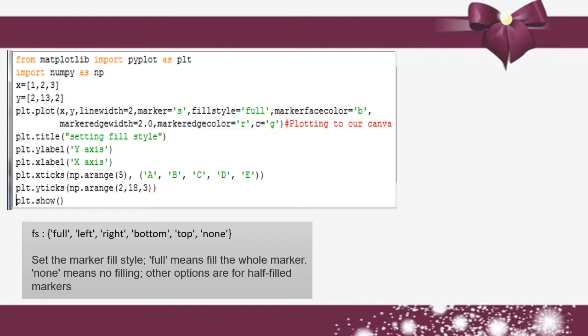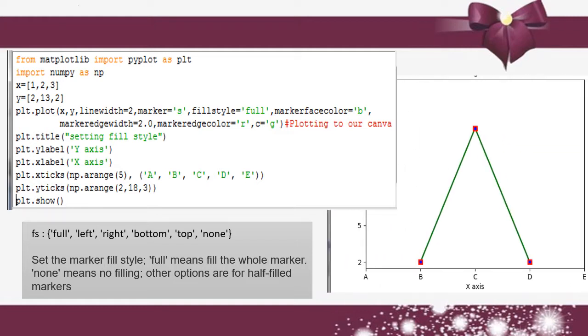Importing the matplotlib library and assigning the x-axis and y-axis values, x is 1, 2, 3 and y is 2, 3, 2, we are going to draw the line with the xy coordinate points, line width 2, and the marker is square. Each point marker is square and fill style is given as full. So the line fill style is full and it fills the marker fully.